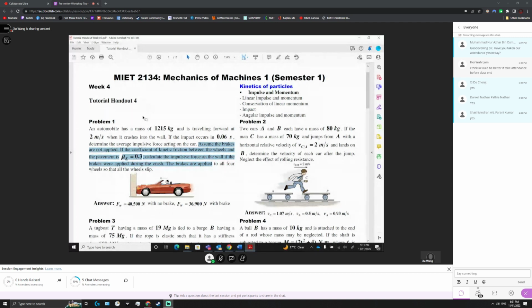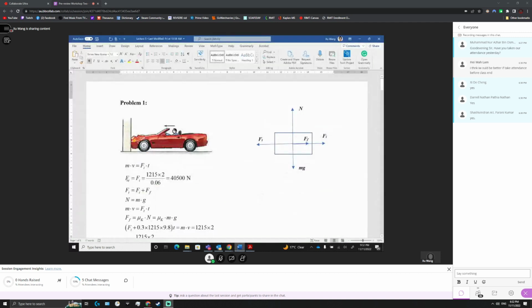This is very simple. Just F delta t equals the change in momentum. Because the end-of-impact velocity equals 0, it equals mv minus 0. The end momentum equals 0, so straight away you get the impact force equal to mass times speed divided by the time interval. Then you get 40,500 Newton. This is straightforward. Okay.